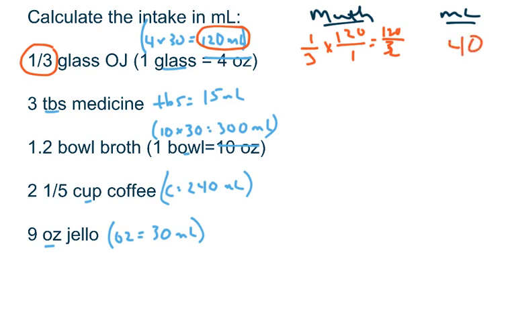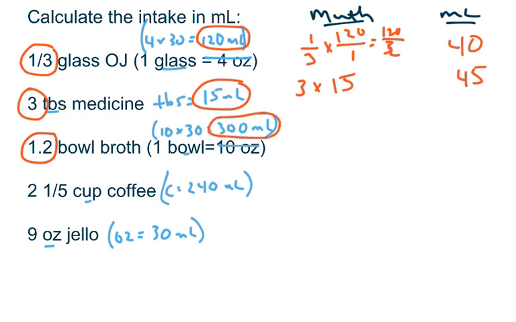Now I have 3 tablespoons of medicine. So we calculate that. We have our amount times our liquid. We just take the 3 times the 15, and that should give us 45. Now for my bowl of broth, I'm going to take my amount of 1.2 times 300. Don't overthink it. Just take what they give you. 1.2 times the milliliters. Let me go to my calculator. 1.2 times 300, and I get 360.